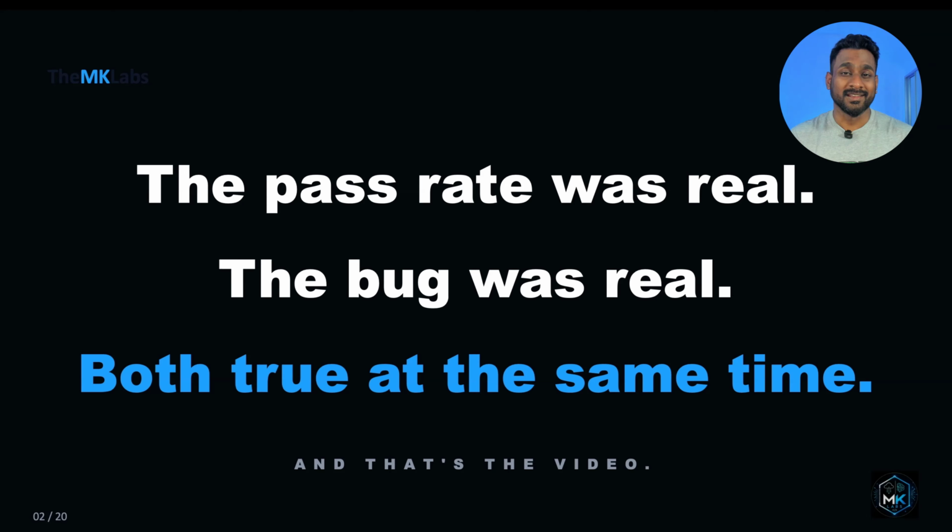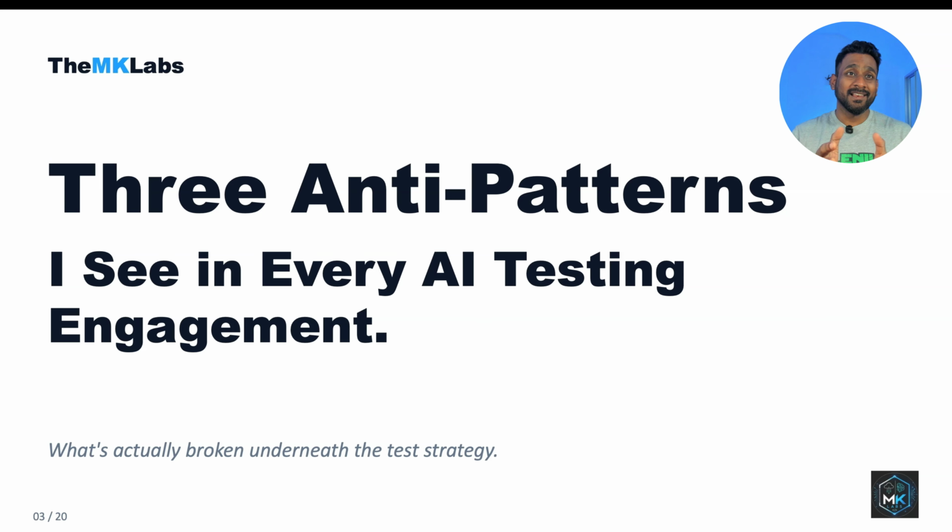You're just done looking. Welcome back to the MK Labs. Video 1 was the terrain, what production AI looks like, and why it's hard to test. This session is what teams do wrong on that terrain. The 3 traps I see in every AI testing engagement. And I'm not talking about niche cases. Different stacks, different industries, same underlying failure modes.